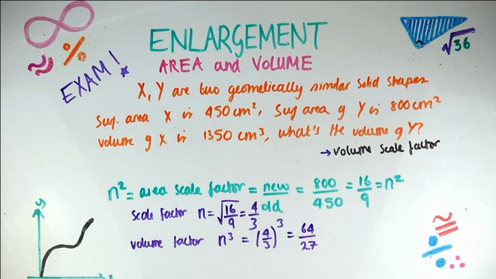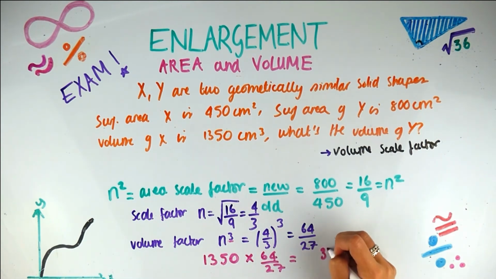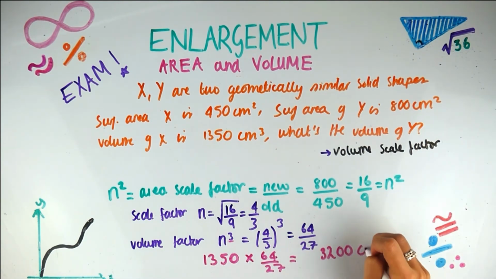So now we've found the key bit we need, we just need to substitute in some numbers and find the answer. So we already know the volume of X is 1,350, and we're going to use the n cubed, the volume scale factor that we've just found, to find the new one. So multiply it by the factor we found, and that is going to give us the volume of Y. And that gives us an answer of 3,200, don't forget your units, centimetres cubed.